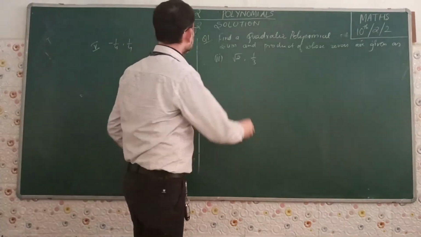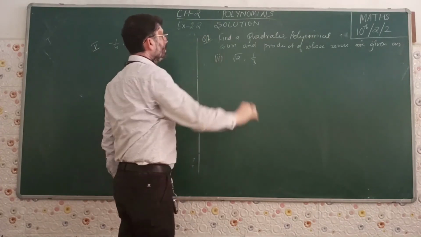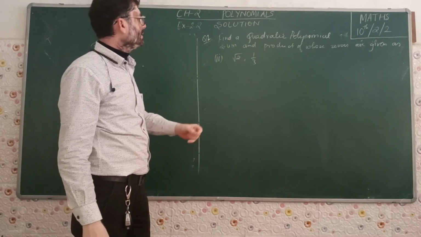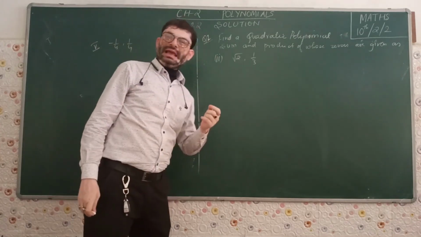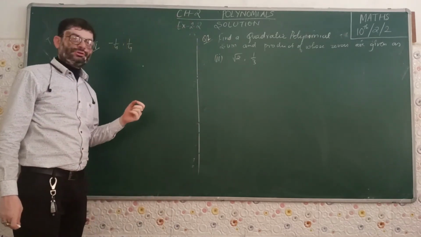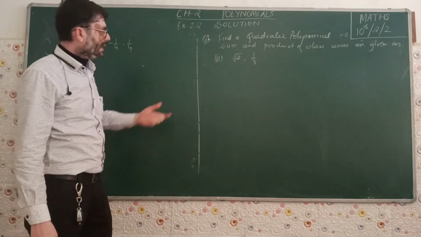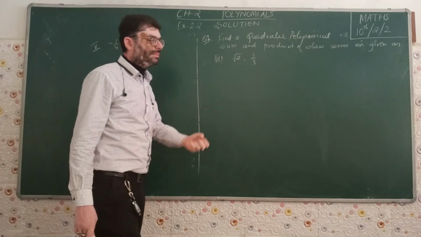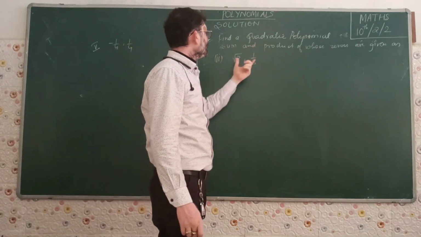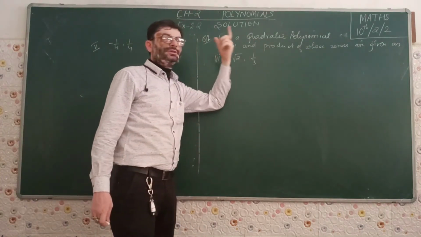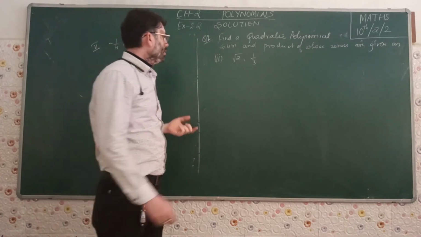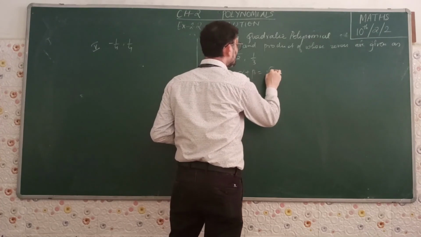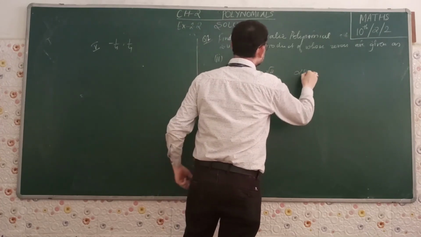Number 2. Find a quadratic polynomial, sum and product of whose zeros are given as follows. Here also we have 5 bits. I'll be doing 2 for you and 3 are for your practice. I'll be doing bit 2 and bit 5. Let us move again back to the question. Sum and product of zeros are given to us and we need to find a quadratic polynomial. That means we are given here alpha plus beta is root under 2 and alpha into beta is 1 over 3.